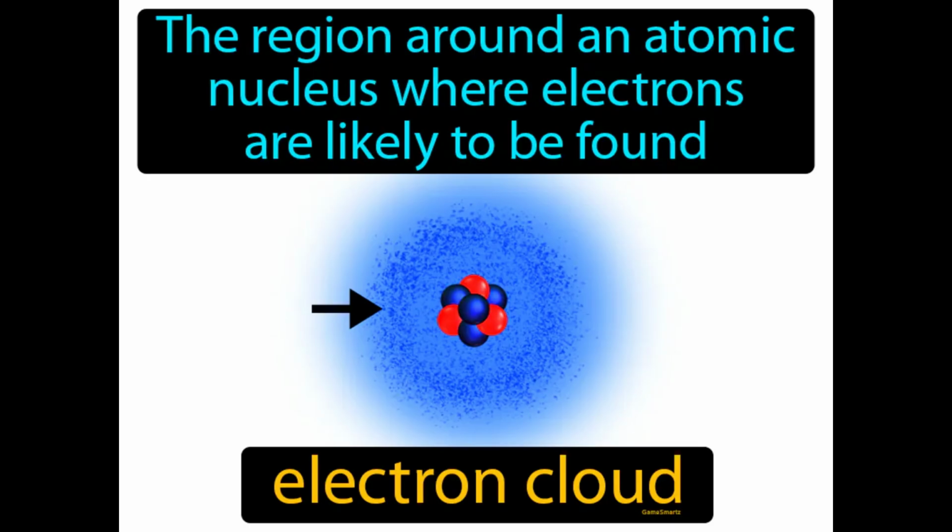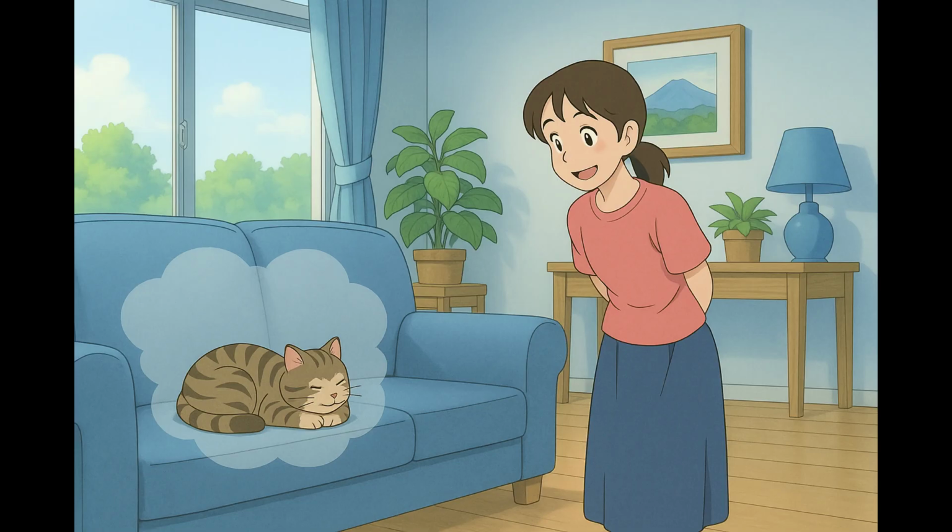The region around an atomic nucleus where electrons are likely to be found, electron cloud. An electron cloud is the area around an atom's nucleus where its electrons are most likely to be located. Imagine trying to predict where your pet cat might be lounging in your house at any given moment. Just like the cat can be found in a few favorite spots, but you can't pinpoint exactly where it is at all times, electrons around an atomic nucleus exist in a cloud where they are likely to be found but aren't in one fixed location.